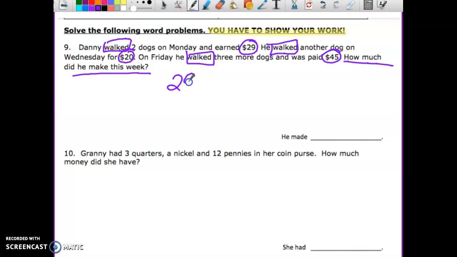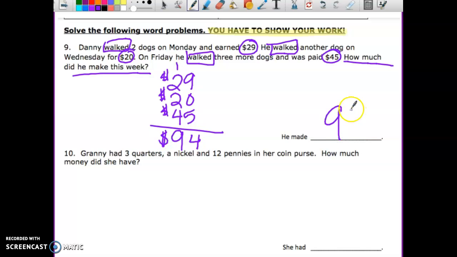So he made $29 on Monday, $20 on Wednesday, and $45 on Friday. Adding down, 9 plus 5 equals 14. Carry my 1. Adding down, I would get $94. So he made $94.